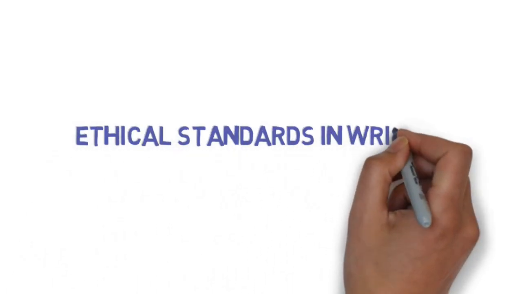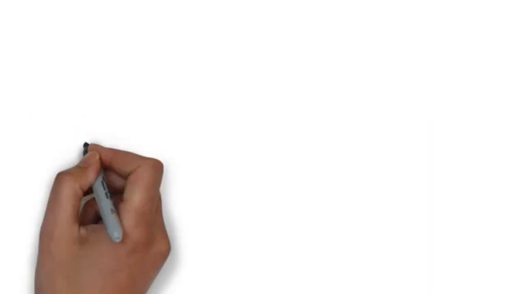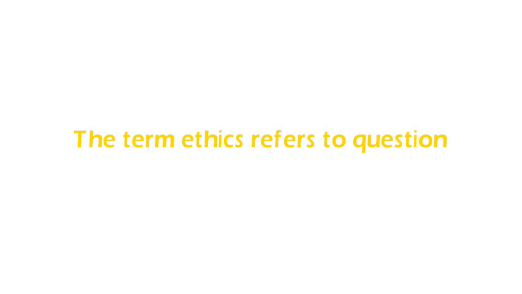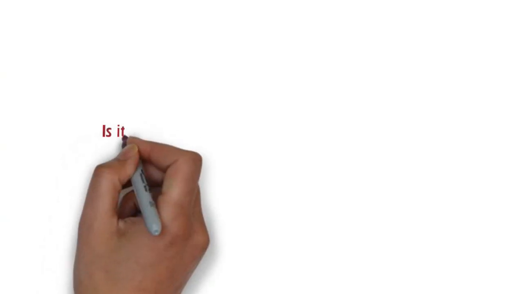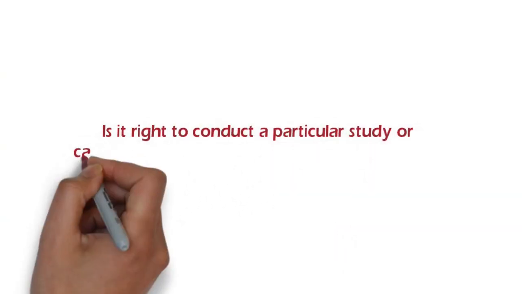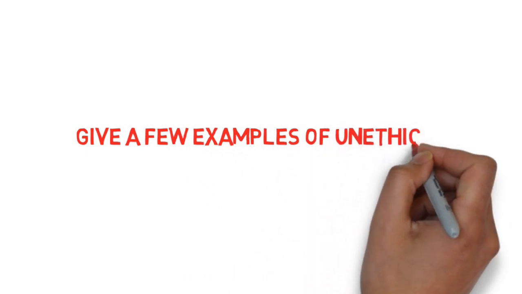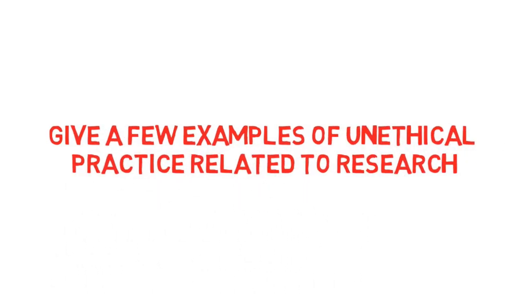Ethical standards in writing related literature. Ethical concerns affect research. The term ethics refers to questions of right and wrong. When researchers think about ethics, the question, is it right to conduct a particular study or carry out a certain procedure, must be considered. Jack Fraenkel and Norman Wallen, 2010, give a few examples of unethical practice related to research.